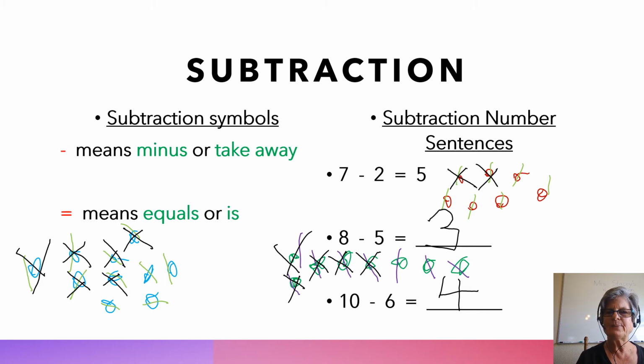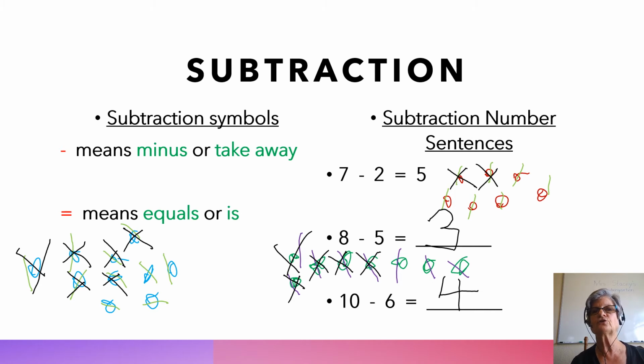Hello, this page is on subtraction. If you look to the left, you see some subtraction symbols. You see the minus or the dash. That means minus or take away. That's only used in subtraction. If you look below that, you see 2 lines, one on top of the other. That means equals or is.